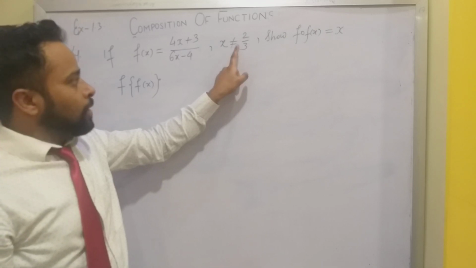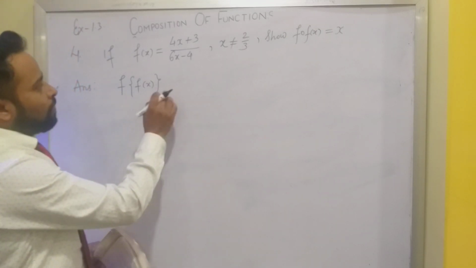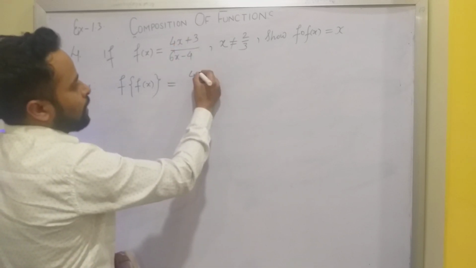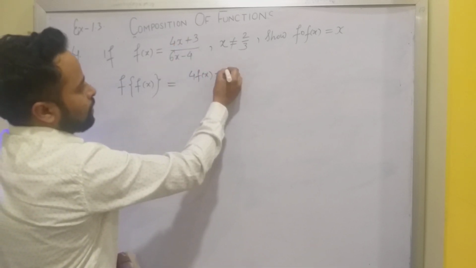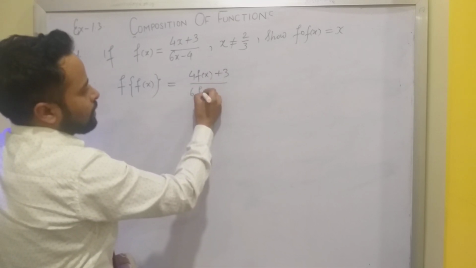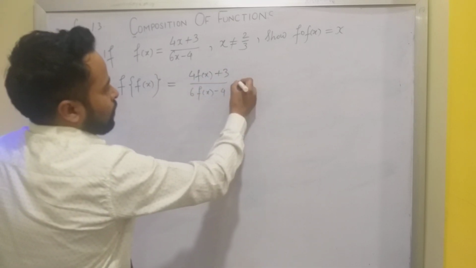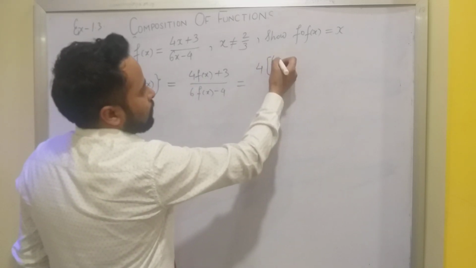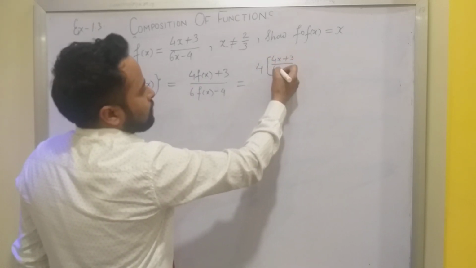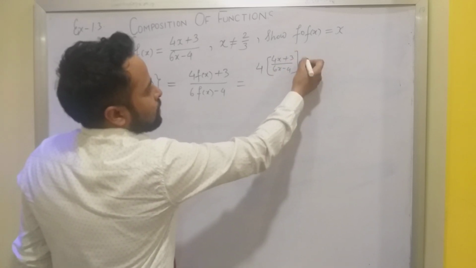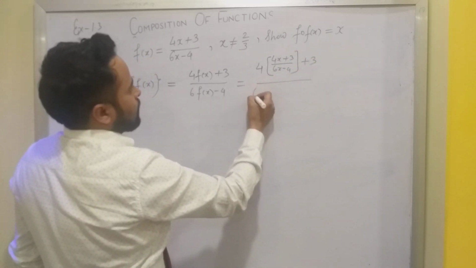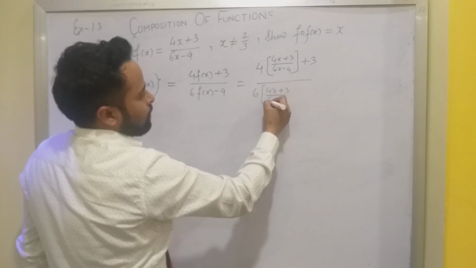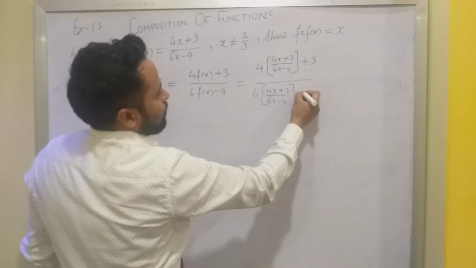That's why x is not equal to 2 by 3. It's given. So I'm finding f of f of x. I can write f of x in place of x: 4 f of x plus 3 by 6 f of x minus 4. So what do I get? 4 times (4x plus 3 by 6x minus 4) plus 3, over 6 times (4x plus 3 by 6x minus 4) minus 4.